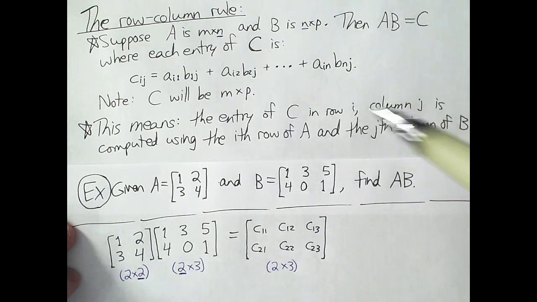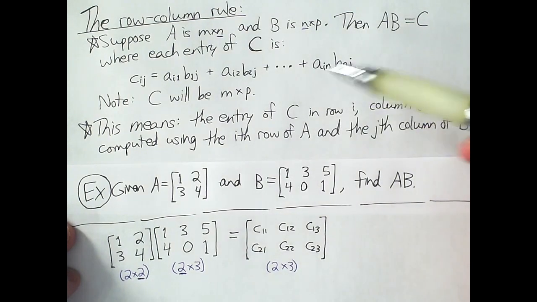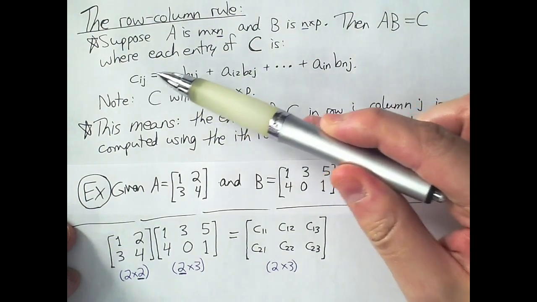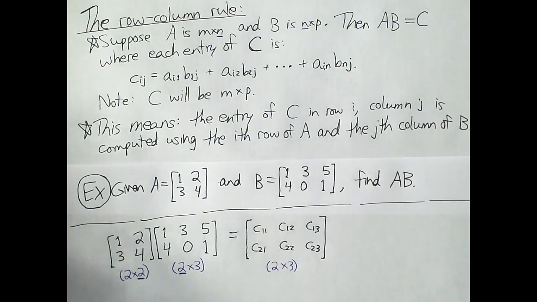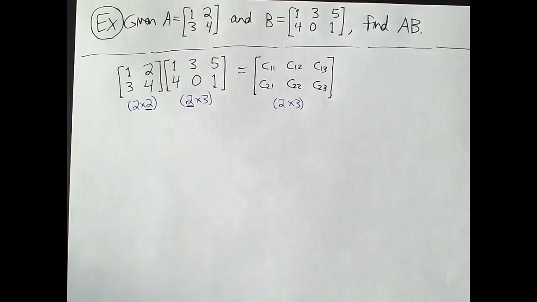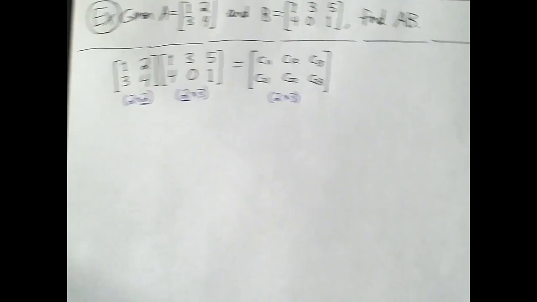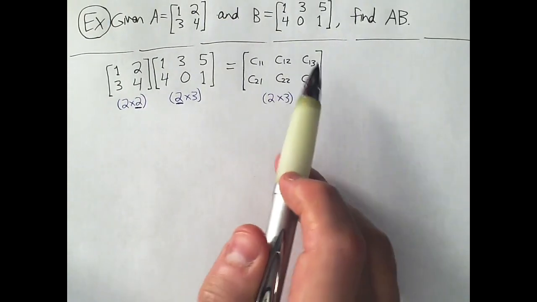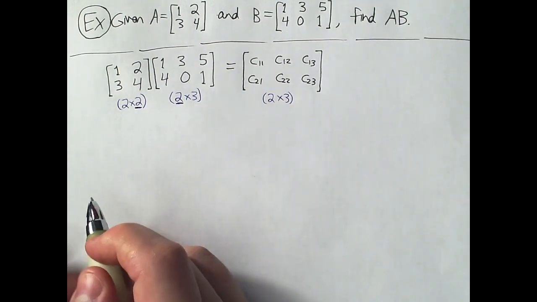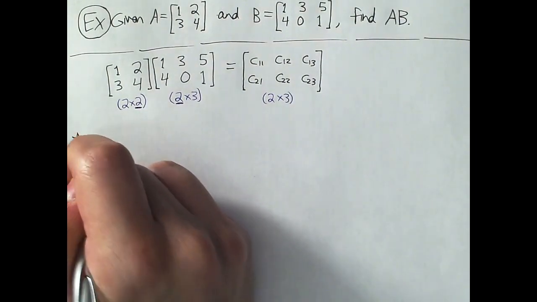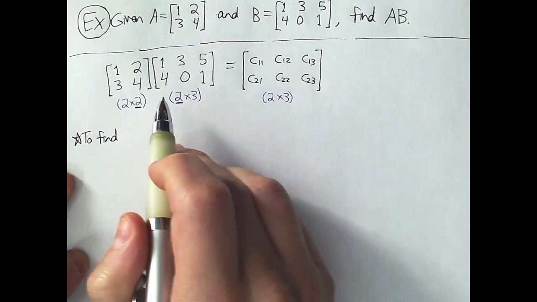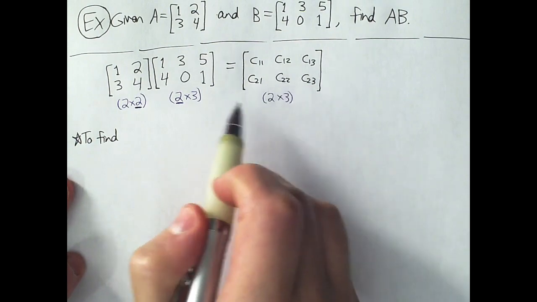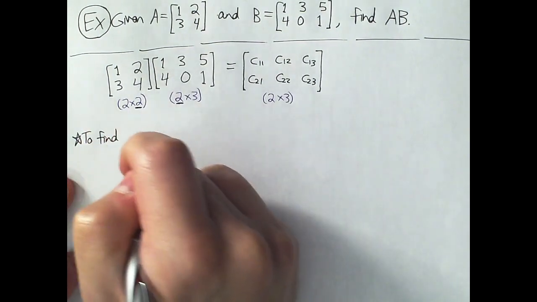So I need to move this page off the screen, so I'll just point to it one last time. We're going to use this row column rule to find each of these 6 things. So we're kind of turning this problem into 6 smaller problems. How to find C11, C12, etc. Okay, let's get started. You could say we already got started. We at least kind of set up the problem. All right, to find C11.